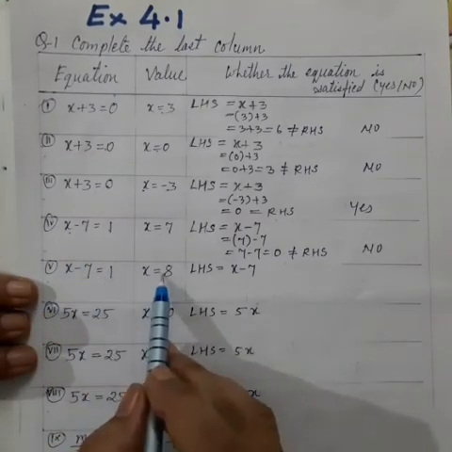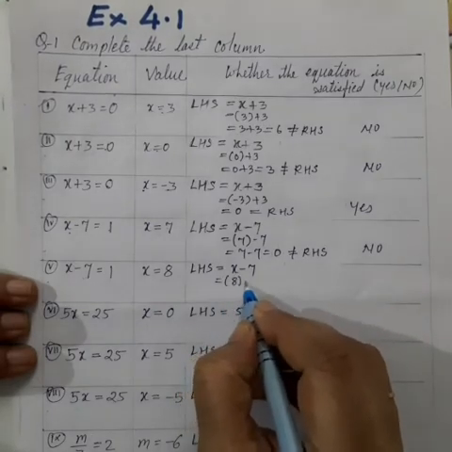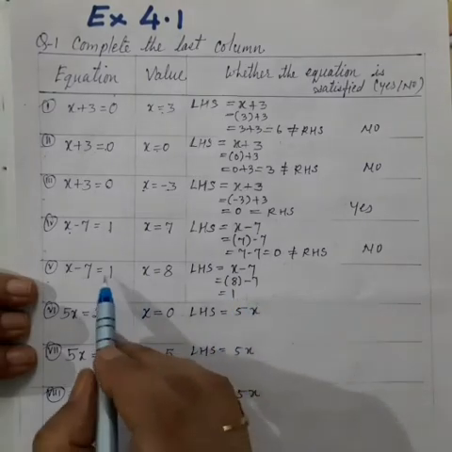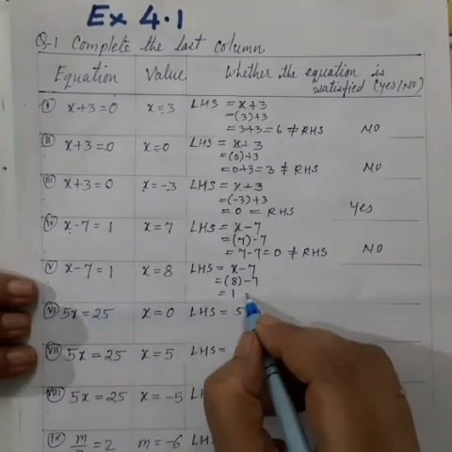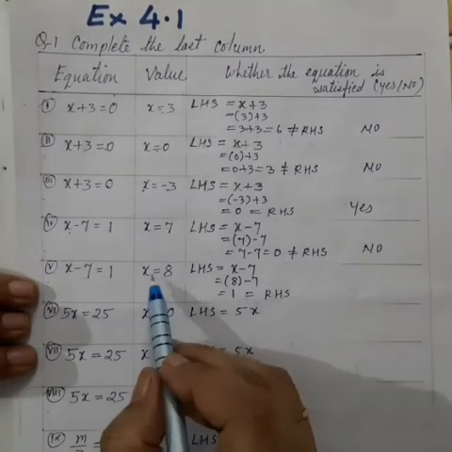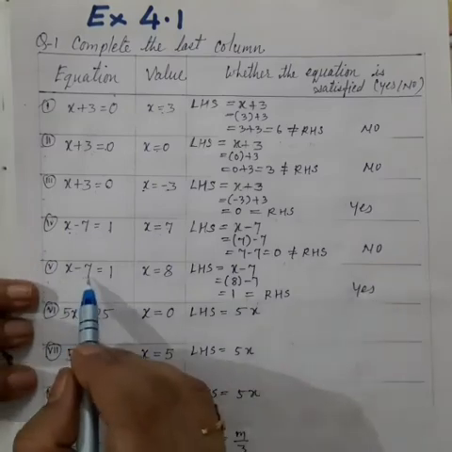Here we have to put x equal to 8. So at the place of x put 8. 8 minus 7 is 1. Here the right hand side is 1. So yes, it is equal to the right hand side. So x equal to 8 is the solution of this equation.